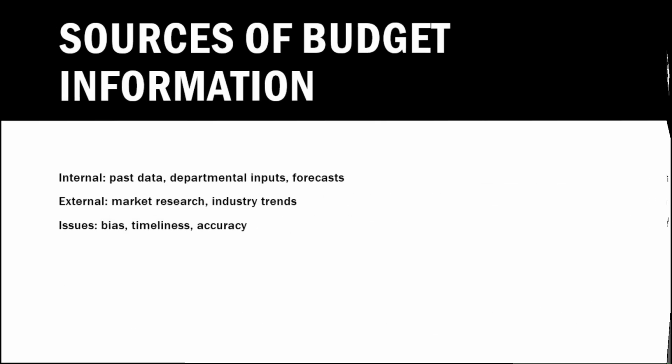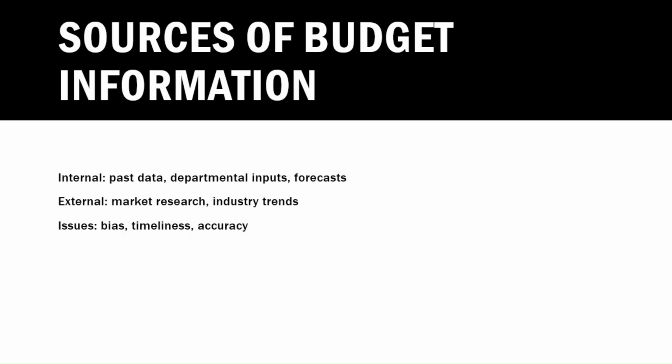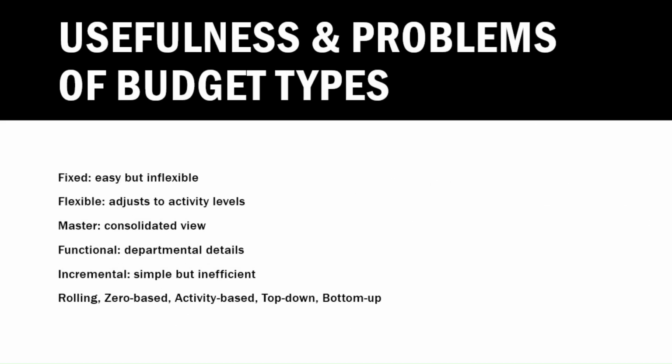Budget information comes from internal sources such as past results and departmental forecasts, and external sources such as competitors and market research. Problems include bias, inaccuracy, and outdated figures. Reliable information is essential. Budget types also vary.